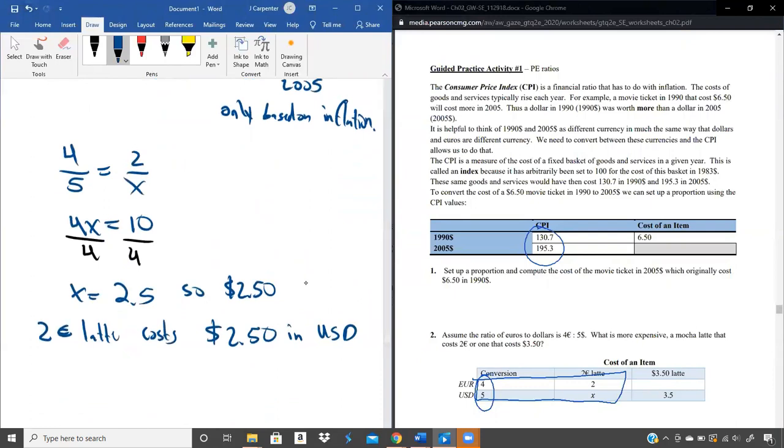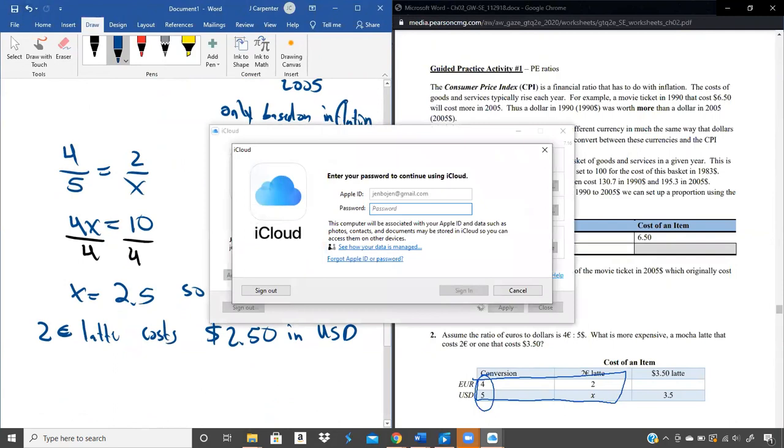So it's not saying that if you just transported that latte to America, it cost $2.50. The American latte, the one you buy from the American shop, was $3.50. So the 2 euro latte costs $2.50 with American dollars. The one in America costs $3.50. This is less than the $3.50 latte in the USA.